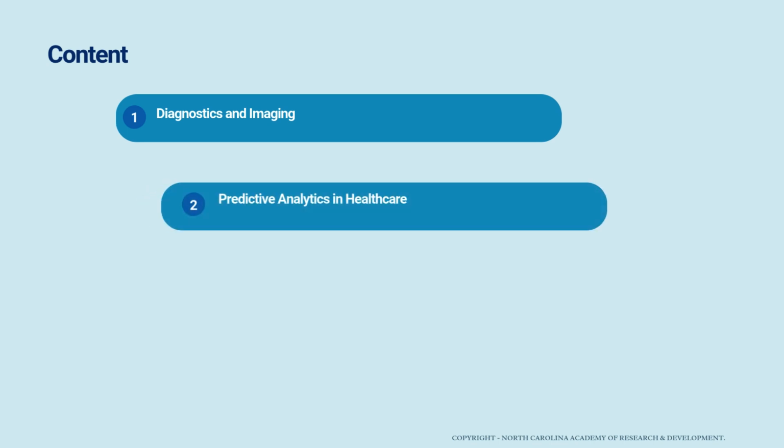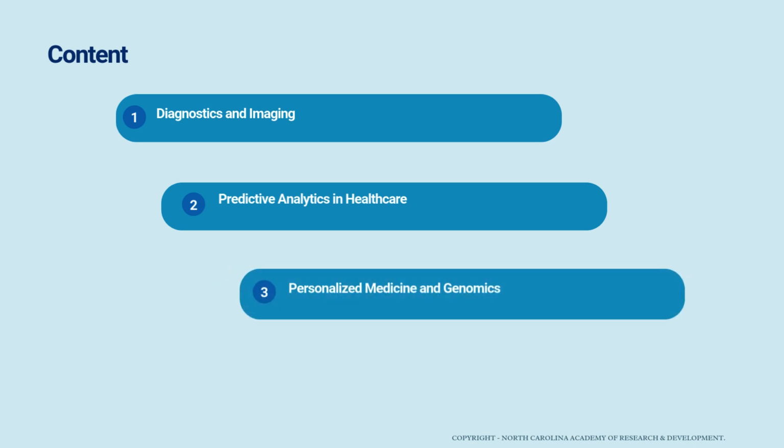Next, we'll explore predictive analytics in healthcare, where AI forecasts patient outcomes and disease progression, supporting both emergency care and chronic disease management. Then, we move to personalized medicine and genomics, where AI tailors treatments and speeds up drug discovery by analyzing genetic data and clinical trial results.